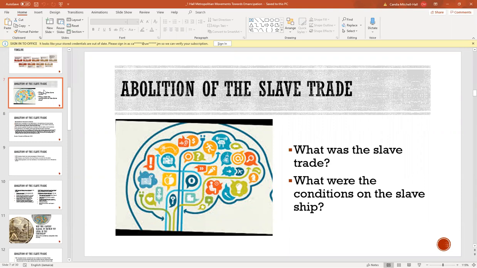Now, we know for sure that the conditions of the slave ship were terrible. All right? And so what is going to take place in Britain is that people are going to become aware of the conditions on the slave ship. And because they are now aware of the conditions of the slave ship, they are going to start to advocate for the abolition of the slave trade.